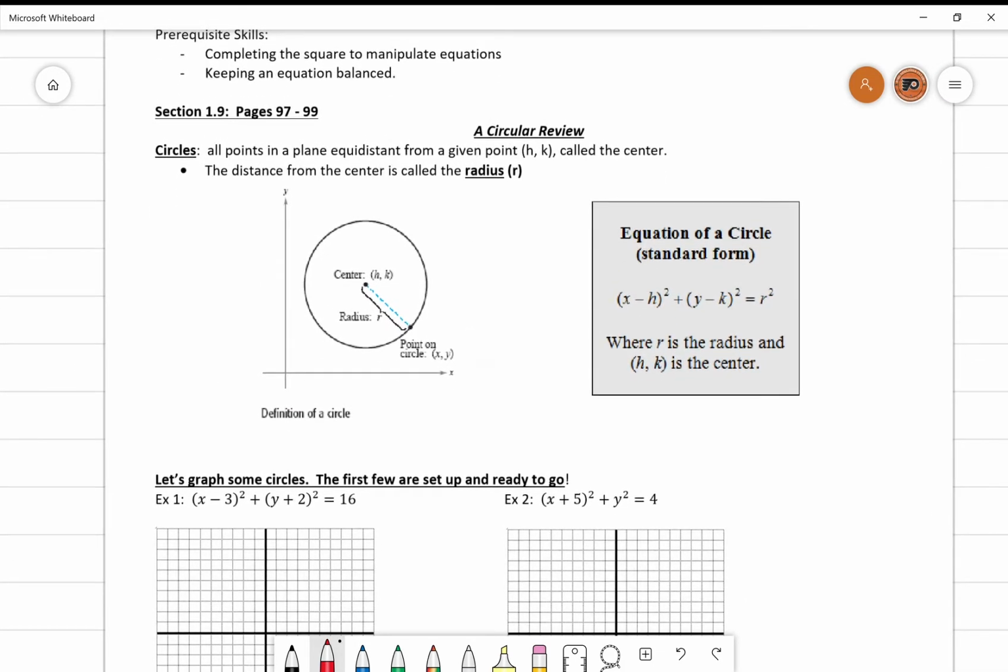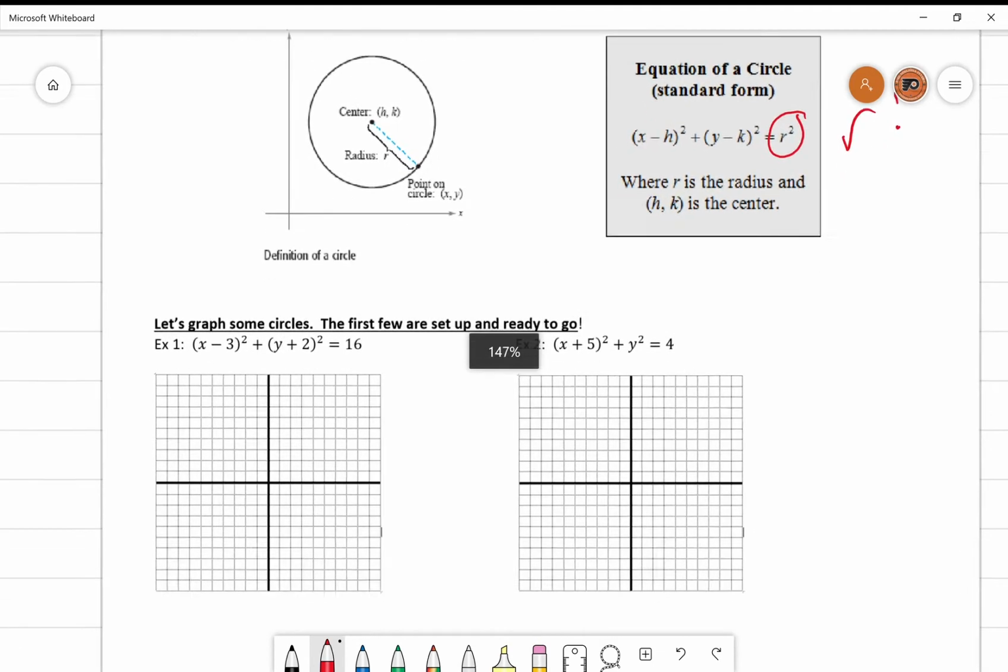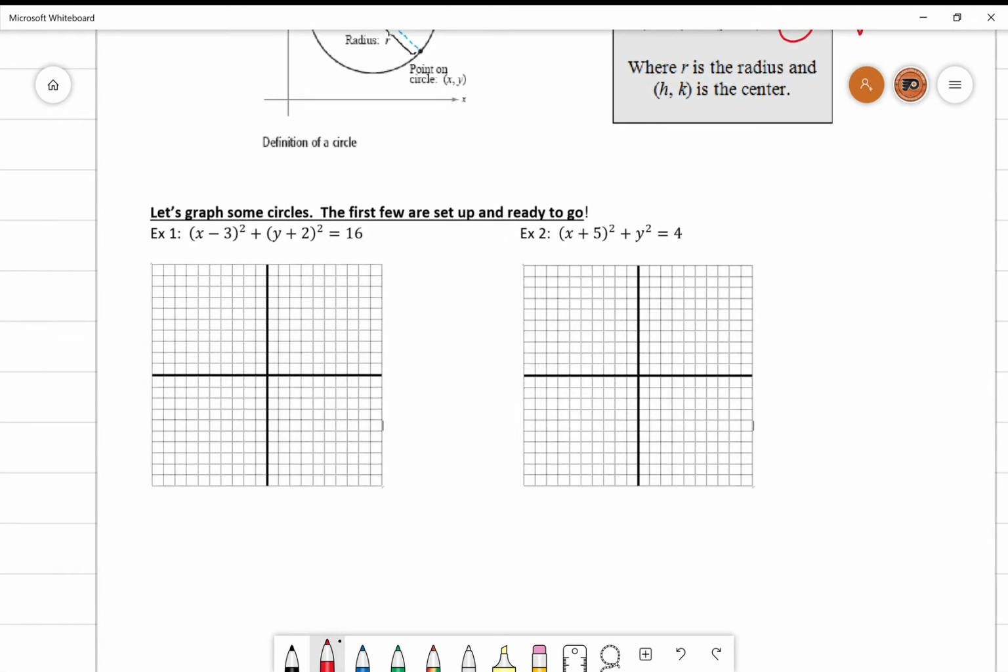Take a look at that equation right there. It's factored out. It's set up perfectly to be able to find your center and your radius. Your center, HK, and your radius is R. Don't forget, you got to square root first. And since we're dealing with distances, we only refer to the positive answer. So our first couple examples are set up, ready to go. Nice and neat, easy stuff.